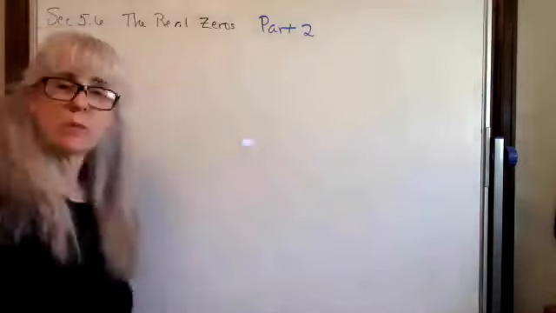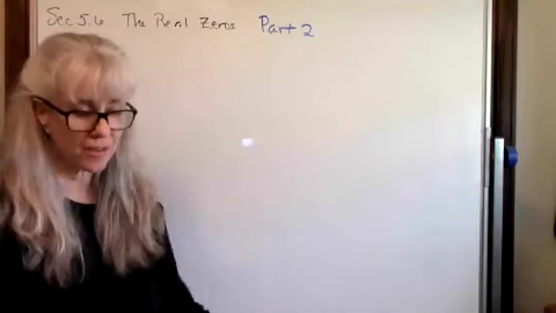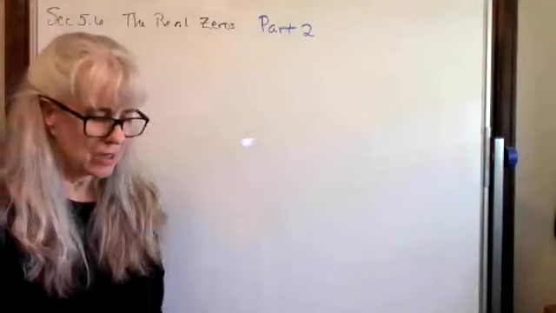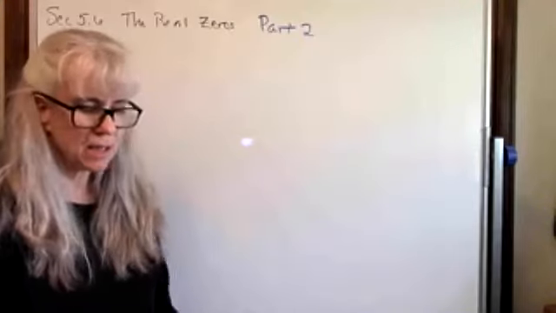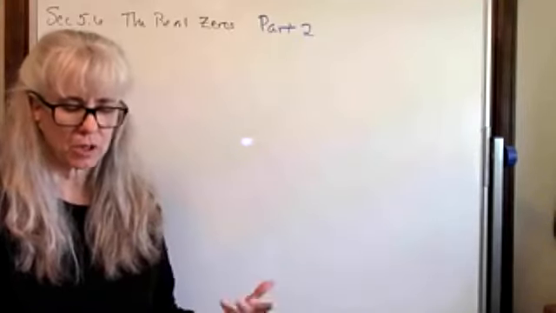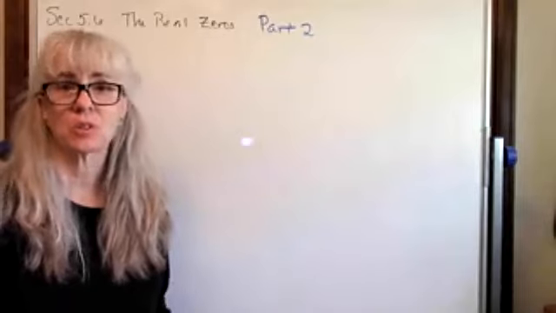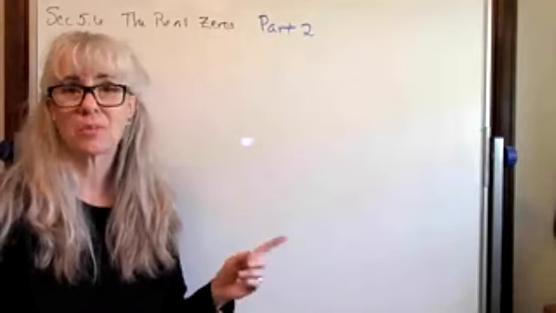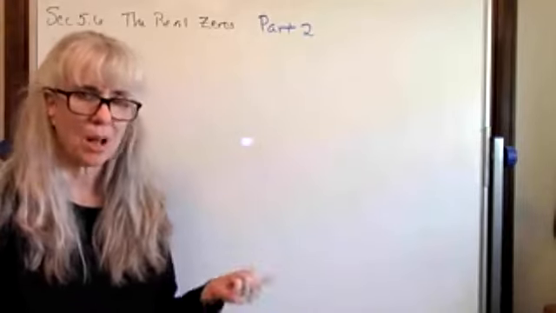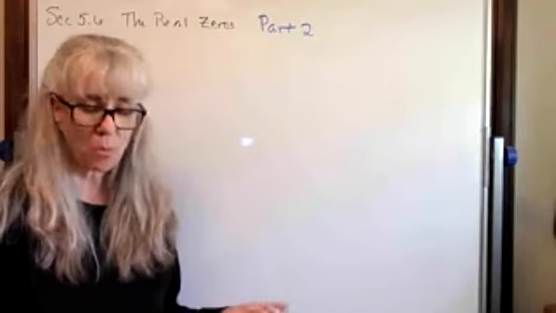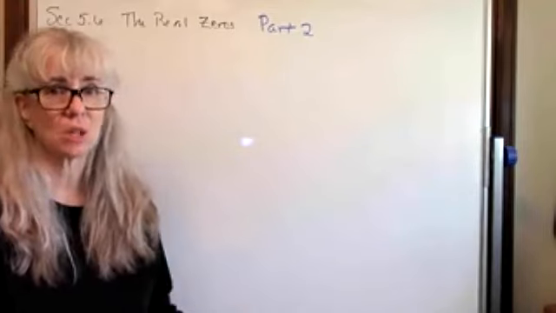Okay, so in part 2 of section 5.6, another theorem, the real numbers. The name of the theorem is the number of real zeros. What it tells us is that a polynomial function cannot have more real zeros than its degree.